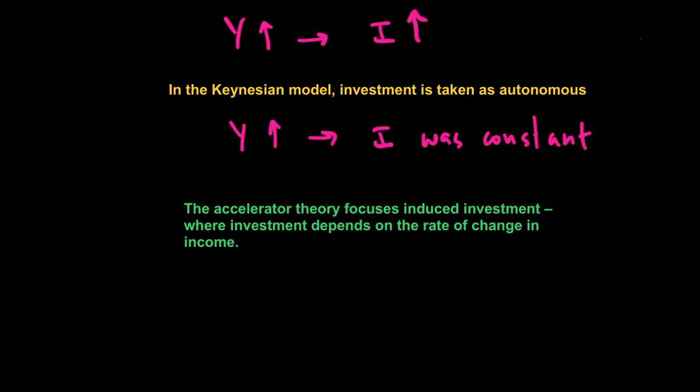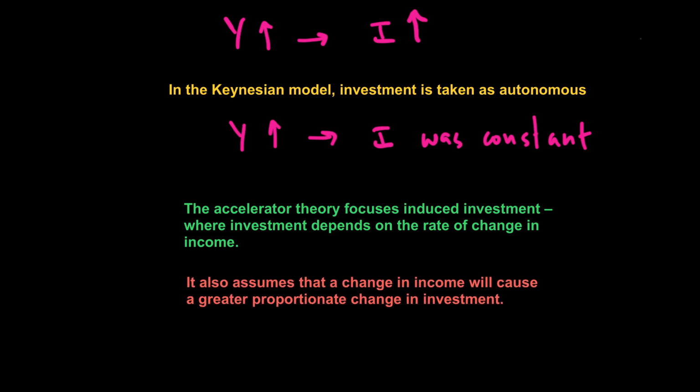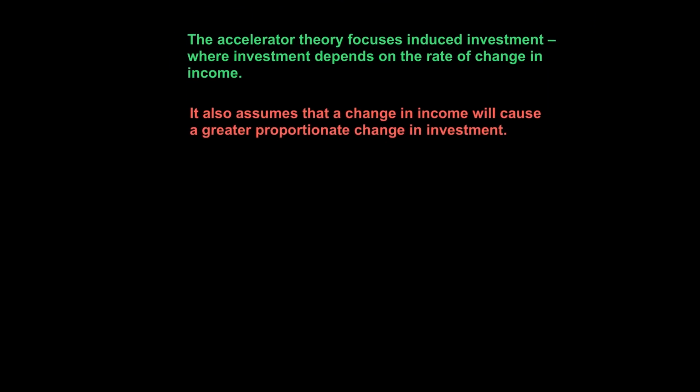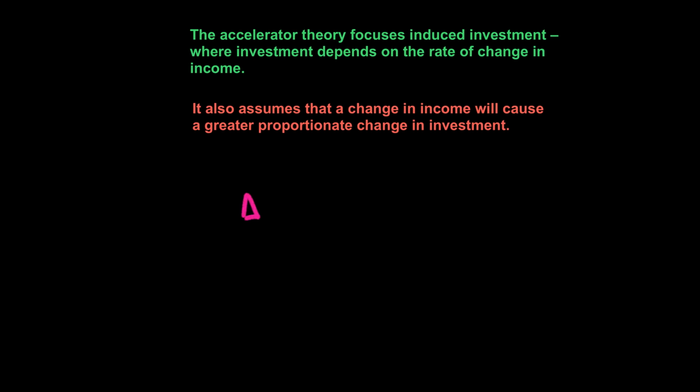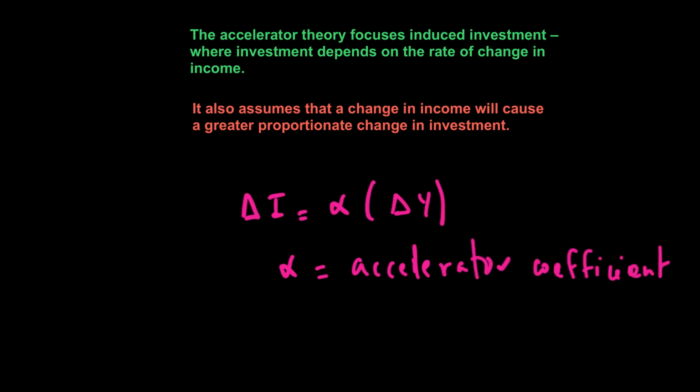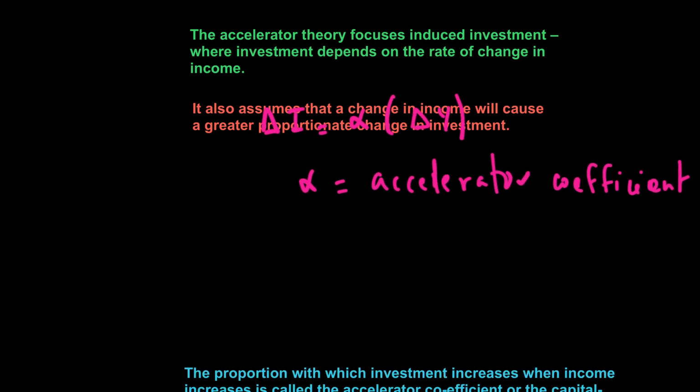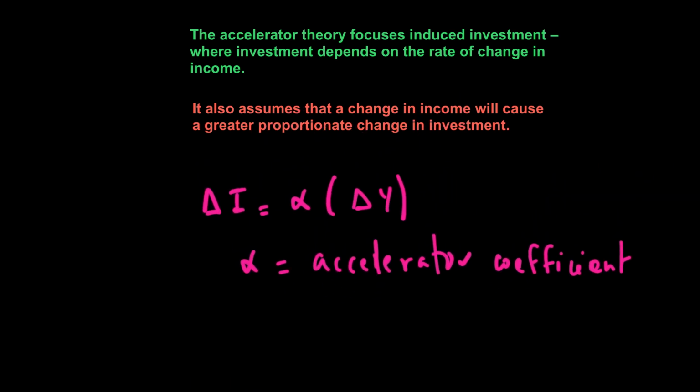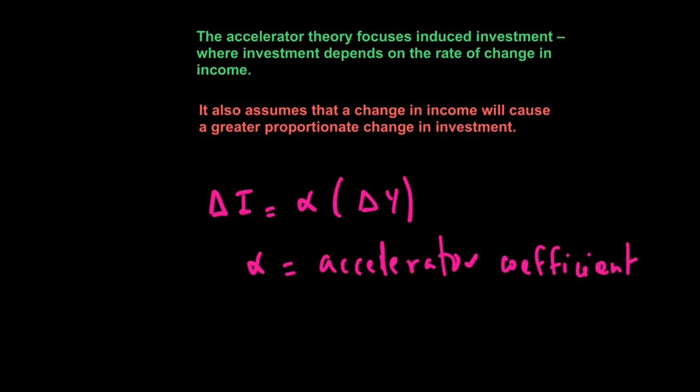Now, there's one more thing that we want to talk about. It also assumes that a change in income will cause what we call a more than proportionate change in investment, and they come up with this kind of an equation. They say that change in I is equal to alpha times change in Y, where this alpha is simply what we call the accelerator coefficient, what we call sometimes the capital to output ratio. So another name for this is simply what we call capital to output ratio.